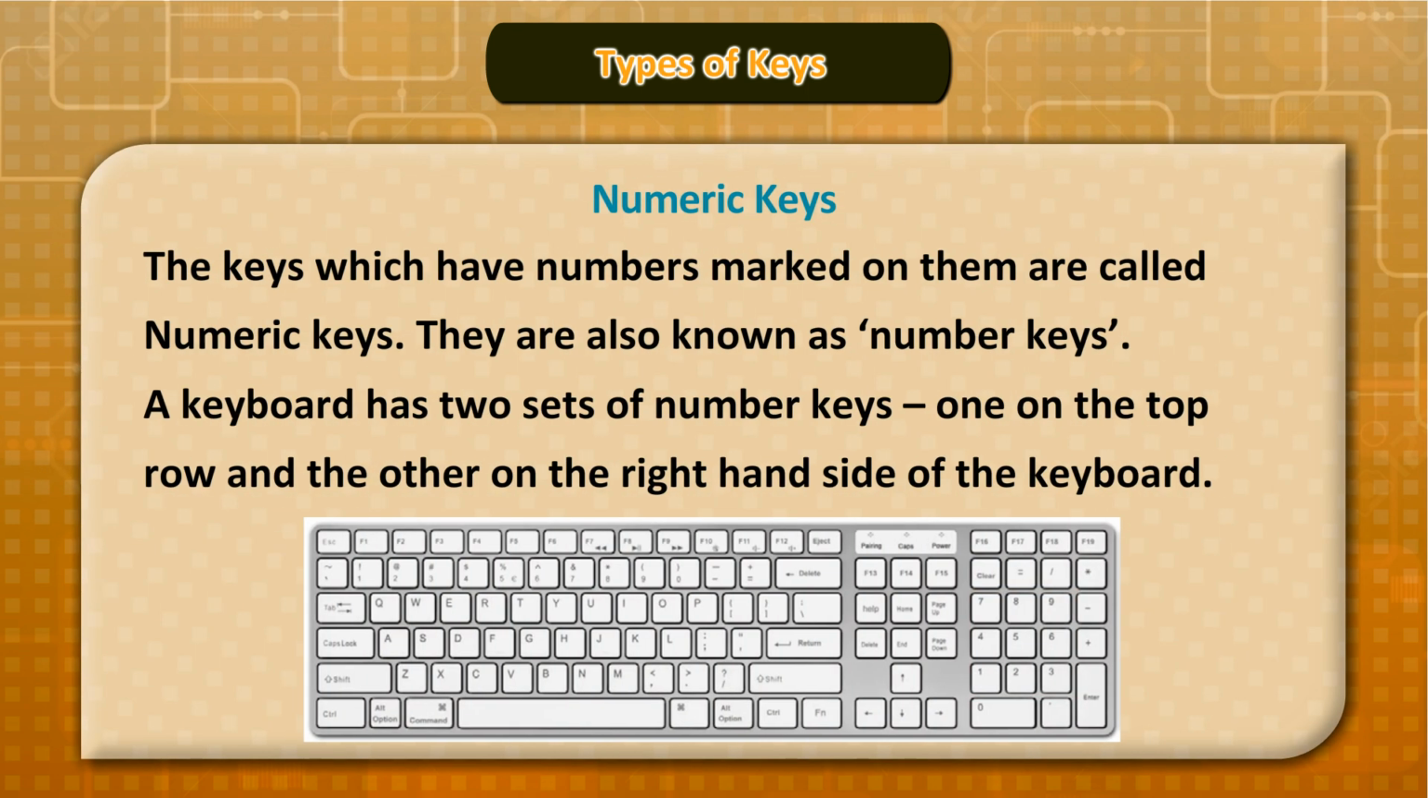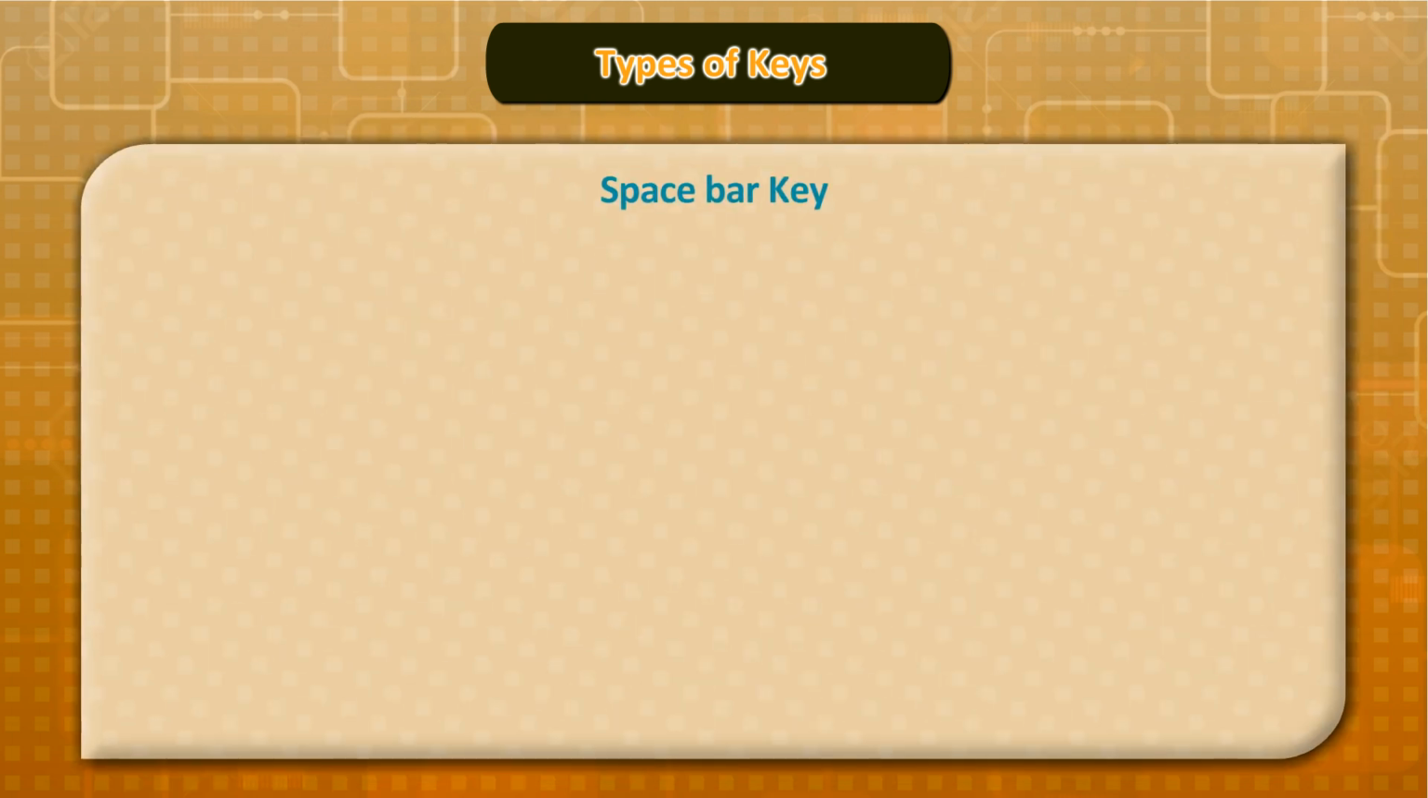Numeric keys. The keys which have numbers marked on them are called numeric keys. They are also known as number keys. A keyboard has two sets of number keys, one on the top row and the other on the right-hand side of the keyboard.